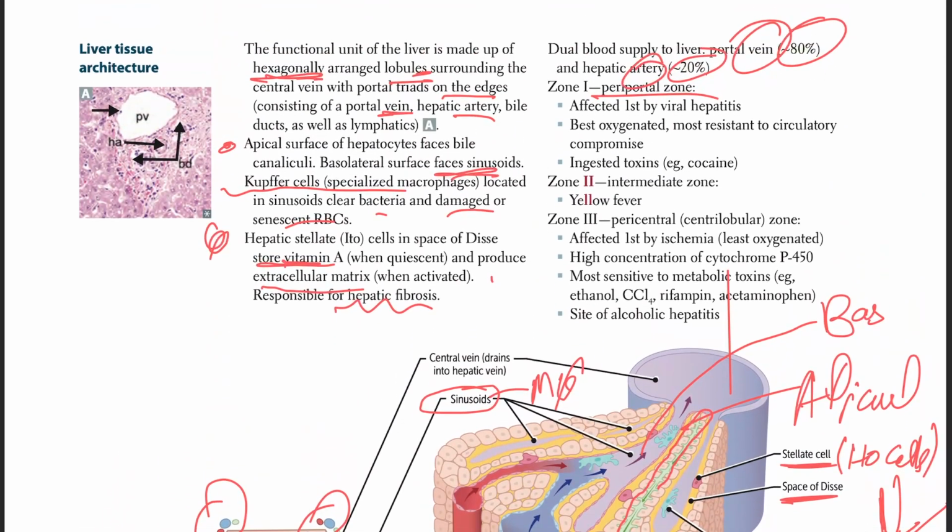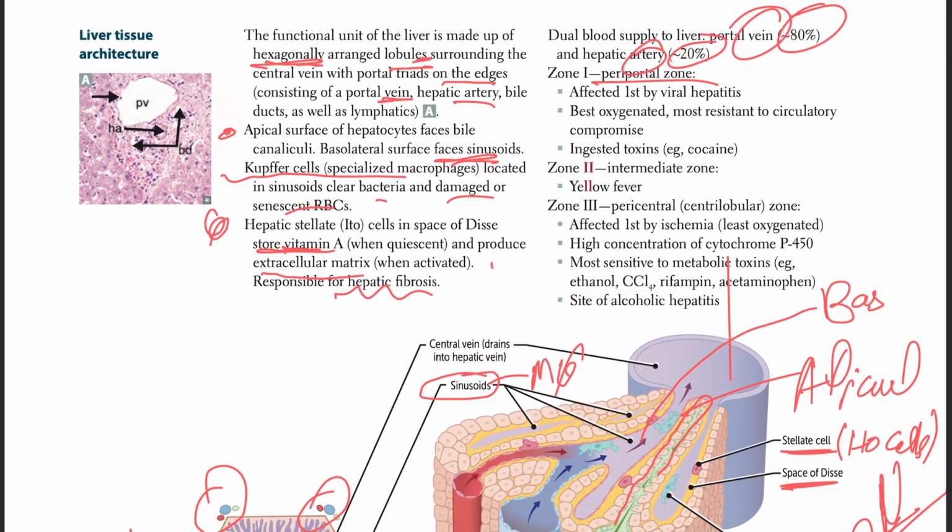Okay, so let's read which one affects what. In zone 1, it is the viral hepatitis. As the virus enters, it affects zone 1 as soon as it enters the liver. It is the area which is best oxygenated. The blood is coming right there. That's the first point where the interaction of blood occurs. So definitely it's oxygenated. It is most resistant to circulatory compromise.